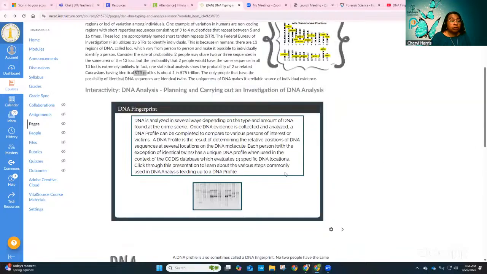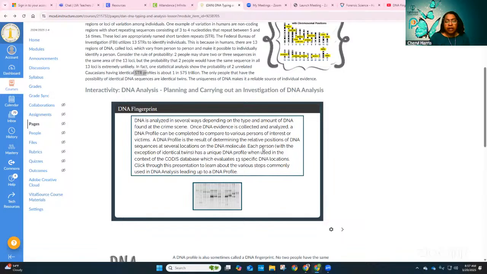All right, so he's talked about DNA fingerprinting, and it's now used to analyze in several ways depending on the type of DNA found at the crime scene. Once DNA evidence is collected and analyzed, the DNA profile can be completed. Now, by a profile, they mean this little page at the bottom here. That's a profile. Okay, it's not a picture of you, it's a picture of what your DNA looks like under the microscope after they've gone through the gel electrophoresis process. So you need to know what that is as well.